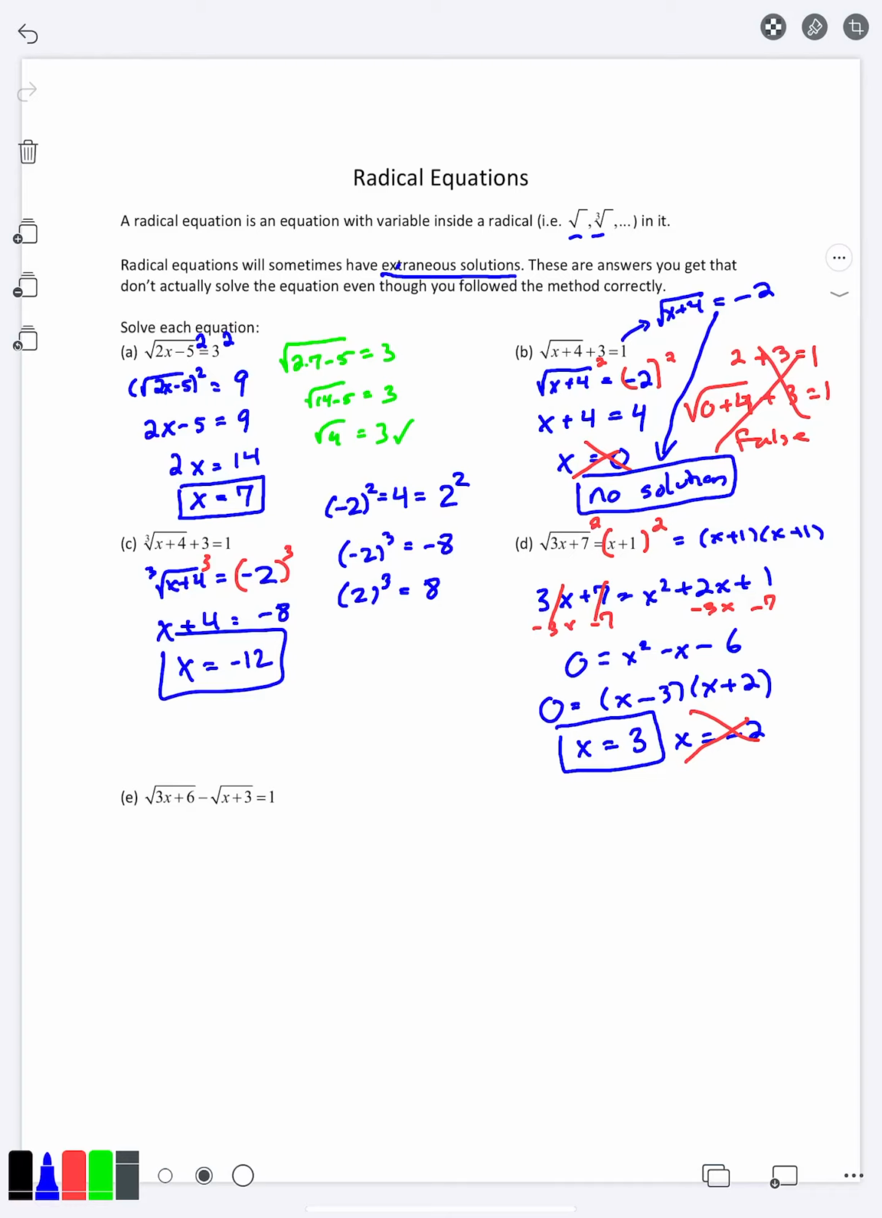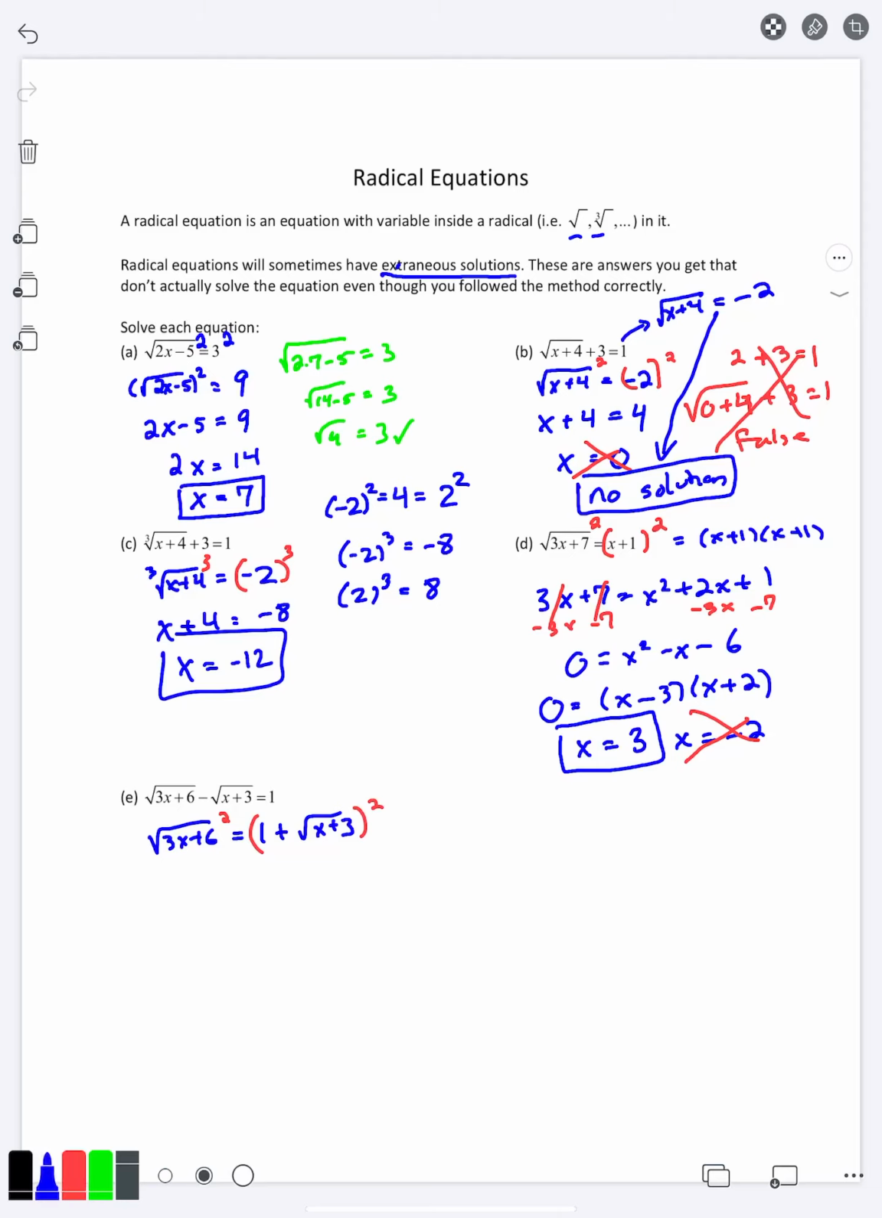Okay, now there's one last one here, which is the hardest of all of them. It's because we have two separate square roots in the problem. Whenever you have two separate square roots in the problem, you are going to eventually have to square both sides twice in order to get rid of both square roots. But before you can even do it the first time, you have to isolate one of the square roots. So I'm choosing to add the square root of x plus 3 to the other side so that I get the square root of 3x plus 6 alone. Then I will square both sides.